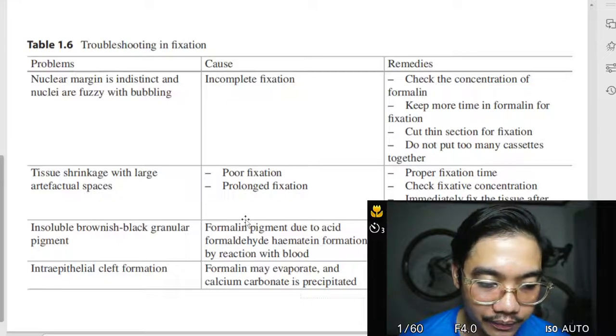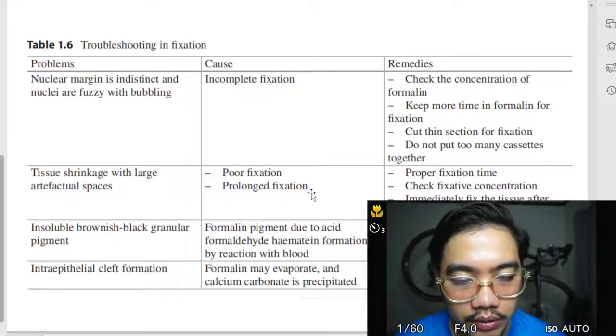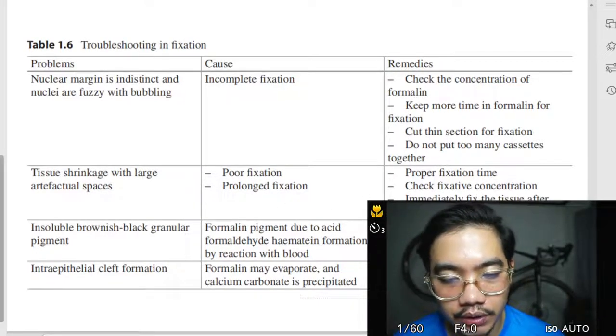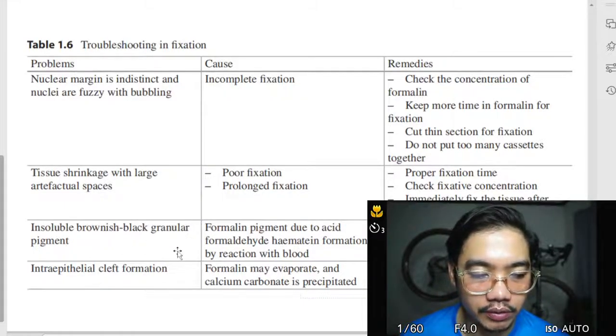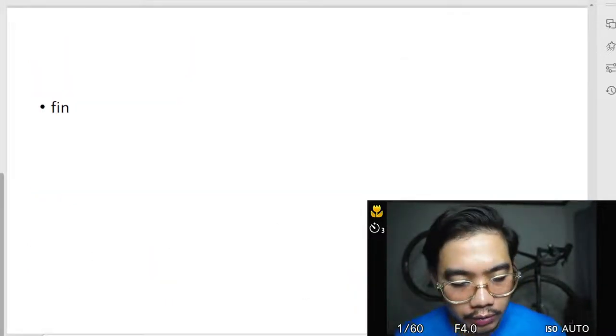Next, tissue shrinkage with large artifactual spaces: poor fixation and prolonged fixation. Proper fixation time matters. Those are the formalin pigments, and then intraepithelial cleft. So, what is our takeaway?